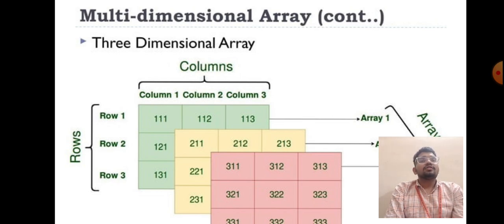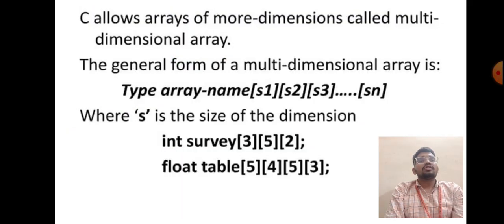Multi-dimension array. There are 3 rows and 3 columns. C allows arrays of more dimensions, called multi-dimension arrays. The general form of a multi-dimension array is type array name of S1, S2, S3 and so on up to Sn, where S is the size of the dimension. Int survey of 3, 5 and 2 is a 3-dimensional array. Float table has 4 subscripts, so it is a multi-dimension array.